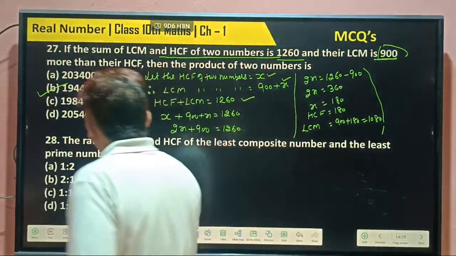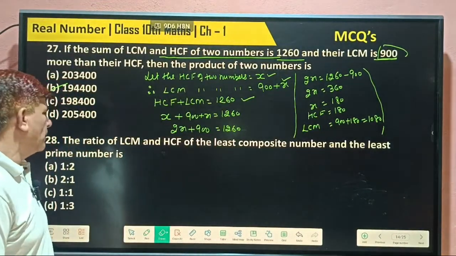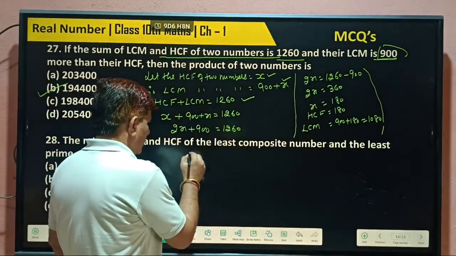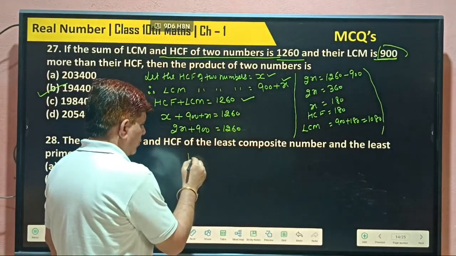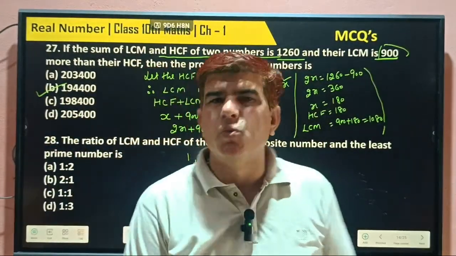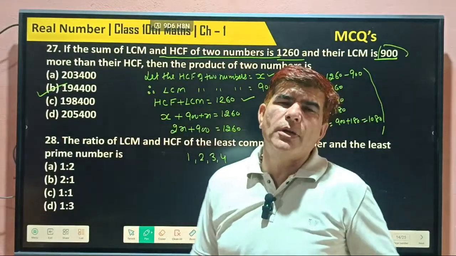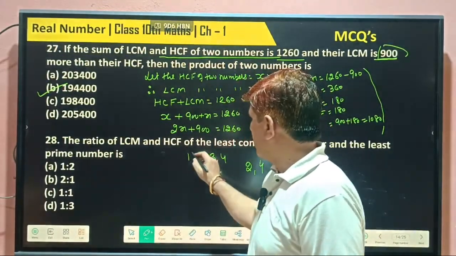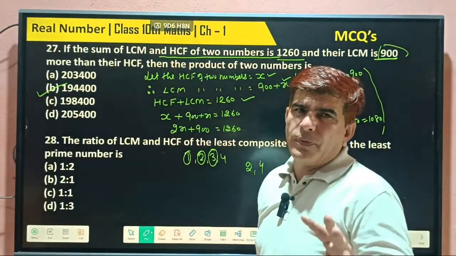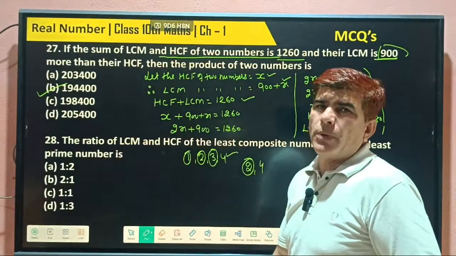Got? Next, the ratio of the LCM and HCF of the least composite number and the least prime number is. Least composite number. So 1, 2, 3, 4. Which one is the least prime number? 2. And the least composite number is 4. A composite number means having more than 2 factors. So 1 has only 1 factor, 2 has 2 factors, 1 and 2, 3 has 2 factors, 1 and 3, 4 has 3 factors, 1, 2 and 4 itself. So 4 is a composite number and 2 is an even prime number.